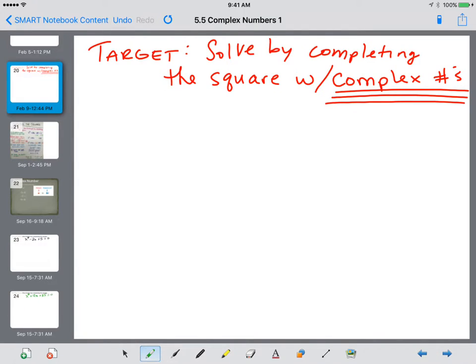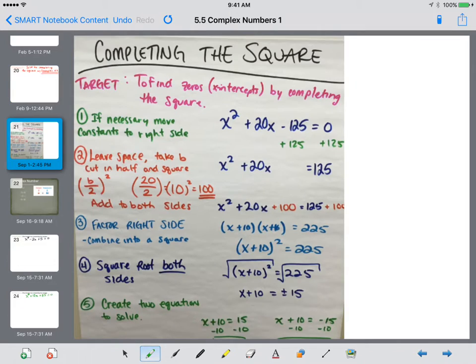In this lesson, we're going to discuss how to solve a quadratic by completing the square with complex numbers. In Unit 1, you learned how to complete the square. In the previous assignment, you discussed some complex numbers, and now we're going to put those skills together. First thing I want to review with you is how to solve by completing the square.